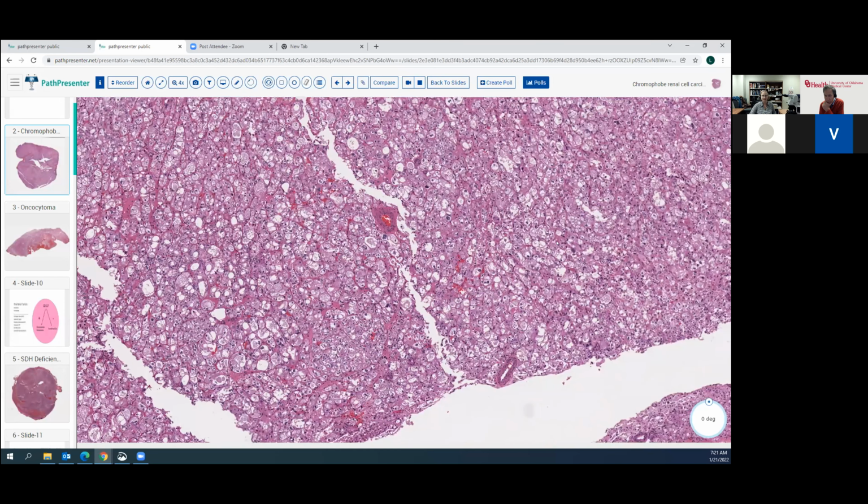You can kind of appreciate that some of the normal renal elements are... It's a very soft border with intermingling of the neoplastic cells with the benign renal elements here.